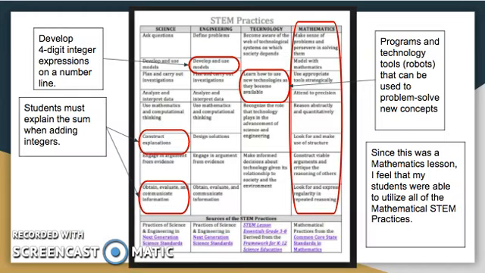For that lesson, you can see from the chart on page 38 of our textbook, the STEM practices. I have circled just what I think I've hit throughout that lesson for it to be a STEM lesson. You can see the science column, the engineering, the technology, and the mathematics. As you can see for the mathematics, I've kind of circled them all. Because it was a mathematics lesson, I felt that I really utilized all of the practices.